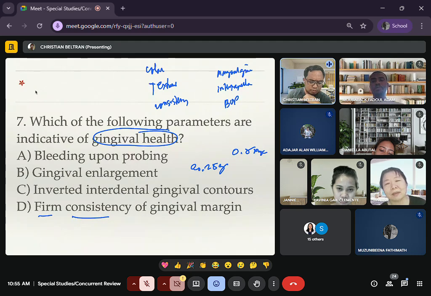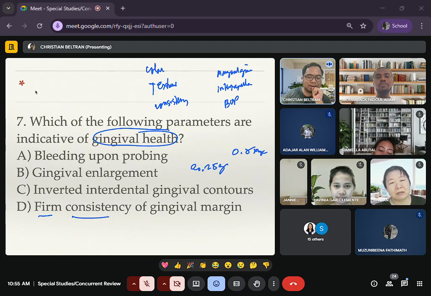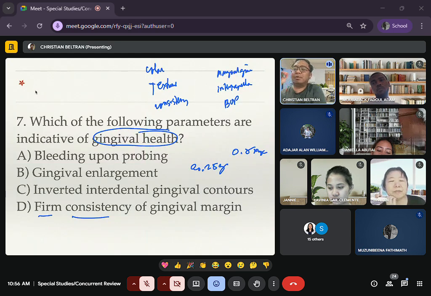What would happen if you apply less than 20 to 25 grams of force when you probe? If inadequate force is applied, the pocket depth will be less than it's supposed to be, so you would have a false negative reading. If it's more than 20 to 25 grams of force, then you would have a false positive reading. Where should the tip of the probe rest when you apply your probing?